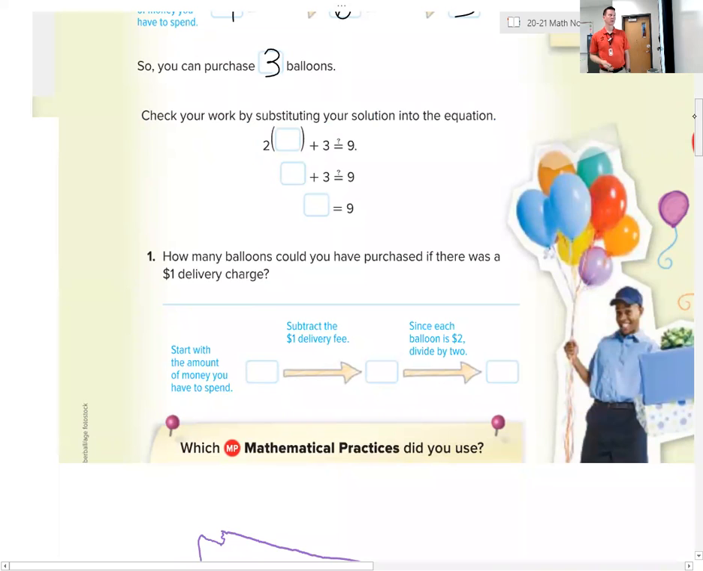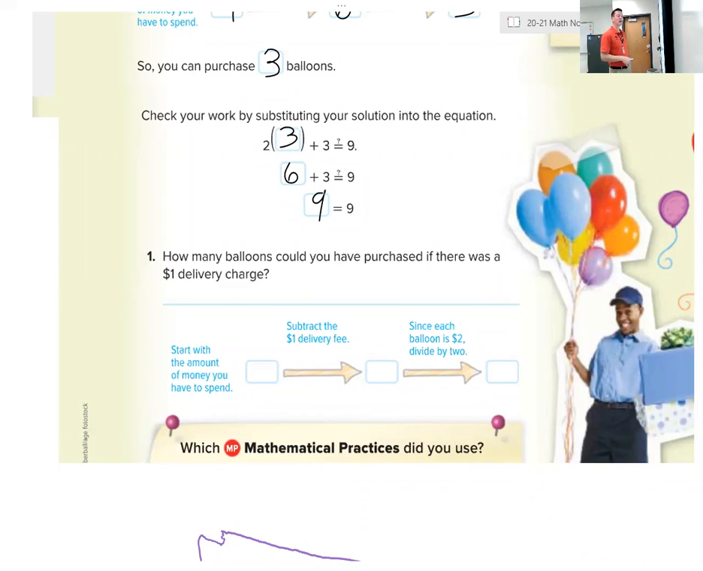So we can check our work with this. If we can only purchase 3 balloons, we want to verify that. So what we would do is substitute 3 back in. So 2 times 3 is 6, and 6 plus 3 is 9. Is it 9? Yes, it is. So we know that we can only buy 3 balloons. And forget about tax. This is just a math book.